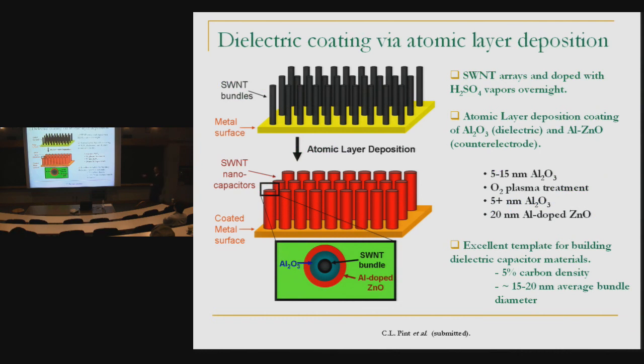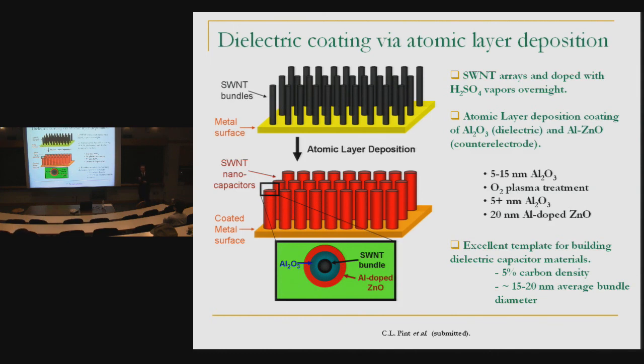I worked with Professor Roy Gordon's group at Harvard for a brief period of time, and we coated these bundles of carbon nanotubes with both aluminum oxide as well as aluminum-doped zinc oxide. The aluminum-doped zinc oxide in this case is the counter electrode for the device architecture, so it's conductive. Of course, when I did the first experiments and tested the device, I found that these things were very good resistors. I had to convince myself that I was getting pinholes in the process of coating, which is always an issue. But what I found is that between two sequential coatings of aluminum oxide, I can just do an oxygen plasma treatment.